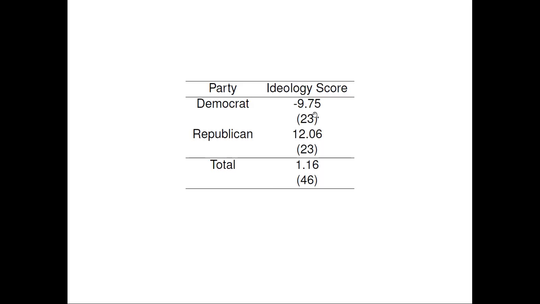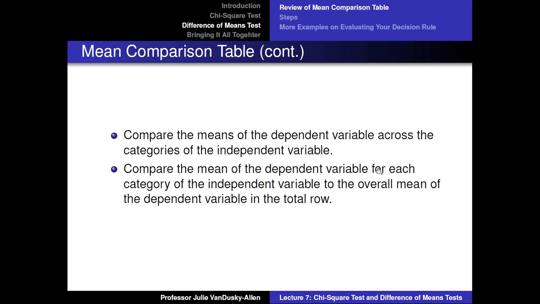Democrats had a mean ideological score of negative 9.75, and there were 23 observations for Democrats. Republicans had a mean ideological score of 12.06, and there were 23 observations for Republicans. The overall mean for all observations for Democrats and Republicans was 1.16, and there were 46 observations overall.